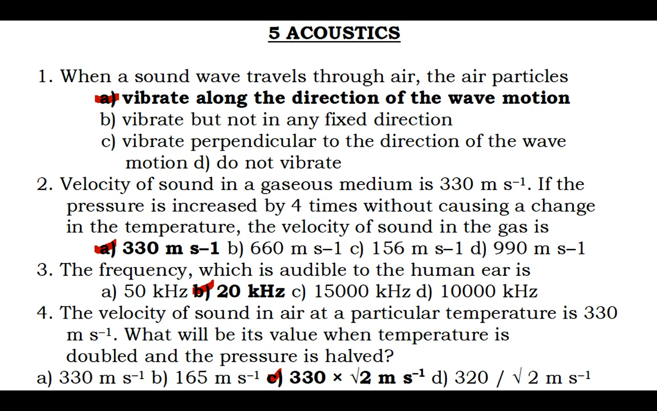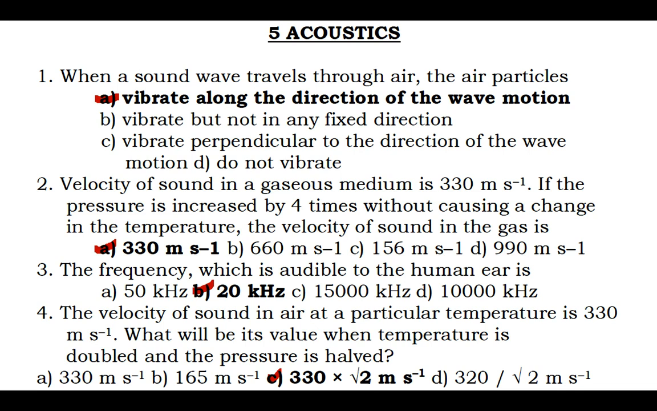Fifth lesson, acoustics. Question number 1. When a sound wave travels through air, the air particles, option A, vibrate along the direction of the wave motion. Question number 2. Velocity of sound in a gaseous medium is 330 meter per second. If the pressure is increased by 4 times without causing a change in the temperature, the velocity of sound in the gas is option A, 330 meter per second.